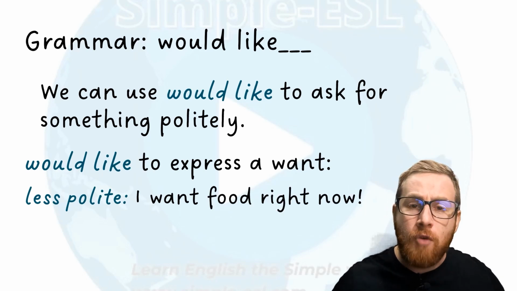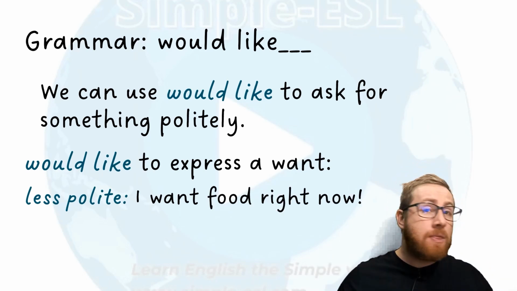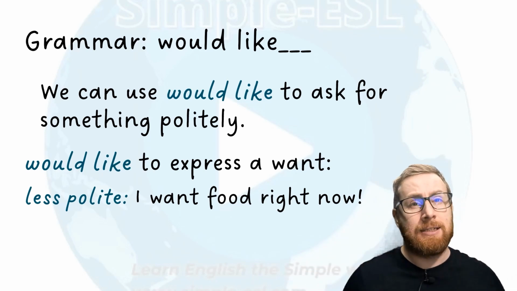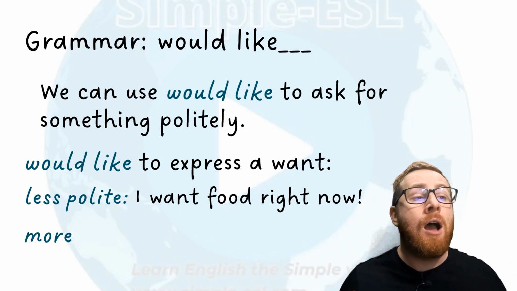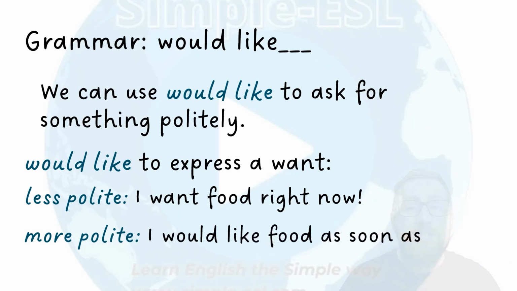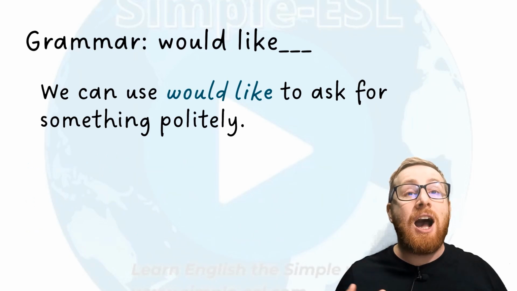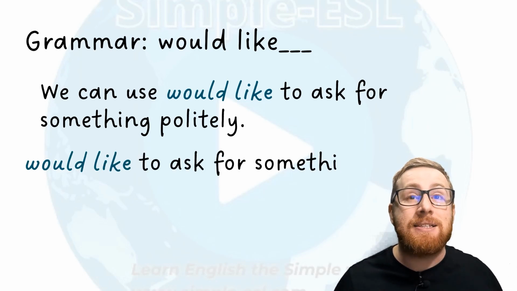I want food right now. Not polite. That's bad. A more polite version. I would like food as soon as possible. So we can make this polite. I would like food as soon as possible. We always want to be polite when talking with anyone, but especially if we're traveling, conversational English, this would be useful. I would like. So we use this to ask for something, to be polite.